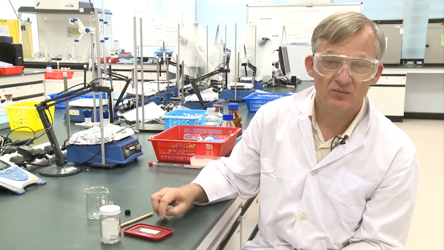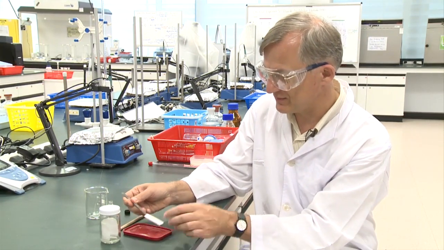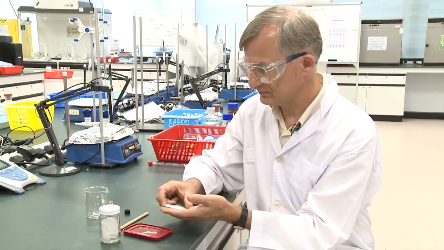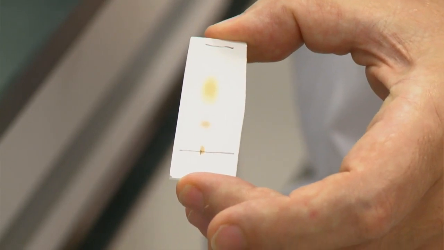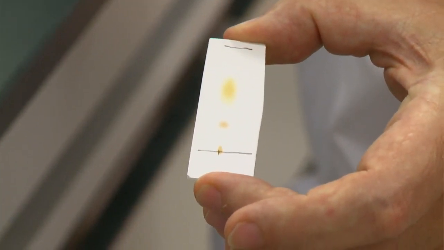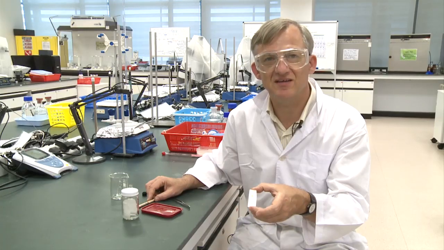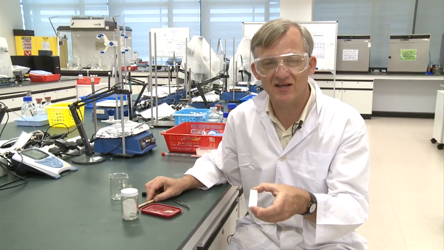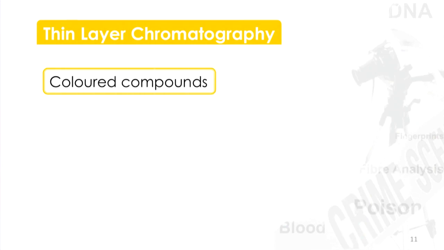Make a mark with the pencil to show where the solvent got to. That is the so-called solvent front. And then you can see the result. We can clearly see that this sample contains two components, or at least it contains two components that are colored and we can see under visible light. So when we are working with colored compounds, you can just see by inspection, just by looking at the plate, you can see where the spots are.